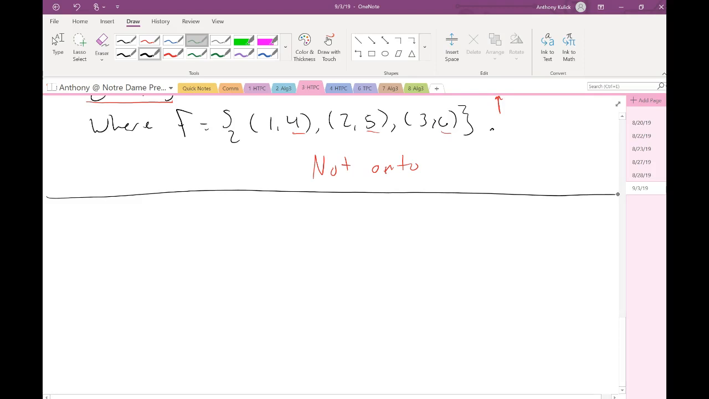Everybody feel okay about sets of ordered pairs? This shouldn't have been much different than the mapping diagrams, right?